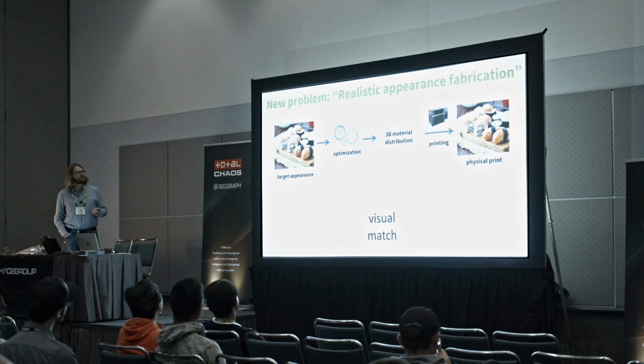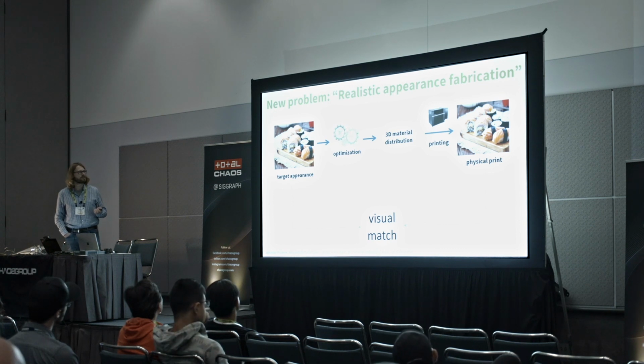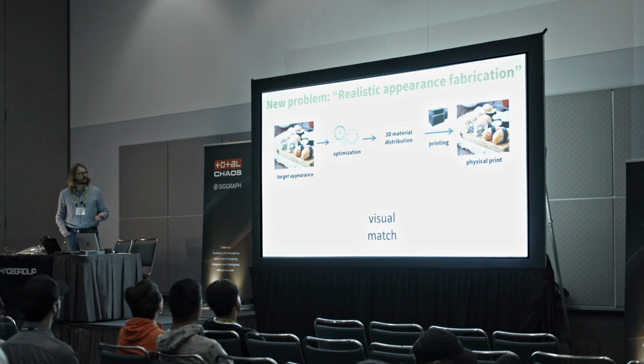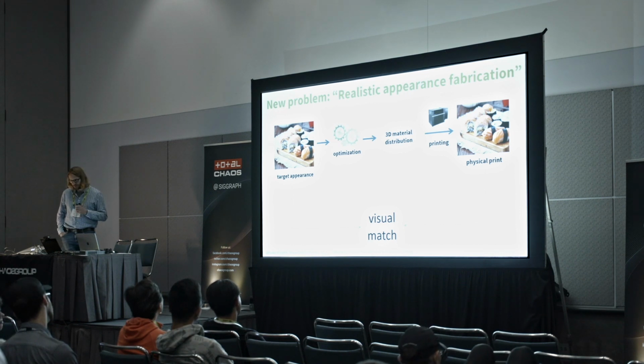So essentially the problem is that someone gives you a description of the appearance, something that you would want to 3D print, so that's the target appearance. Then our job as technologists is to come up with these gears here, some kind of an optimization that tells the 3D printer what exactly it should be doing in order to get a 3D printout that has a close visual correspondence to the target. So that's what we're looking into here.